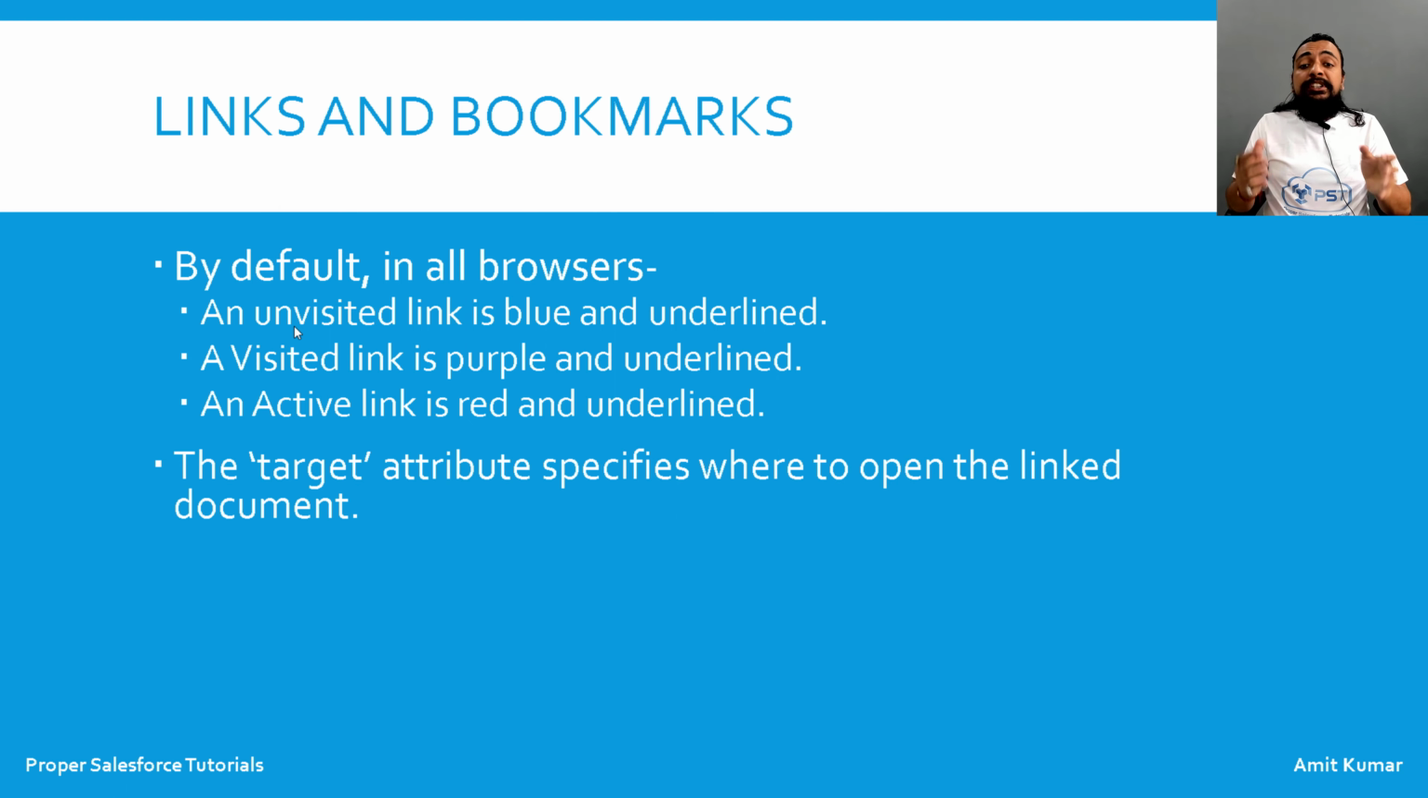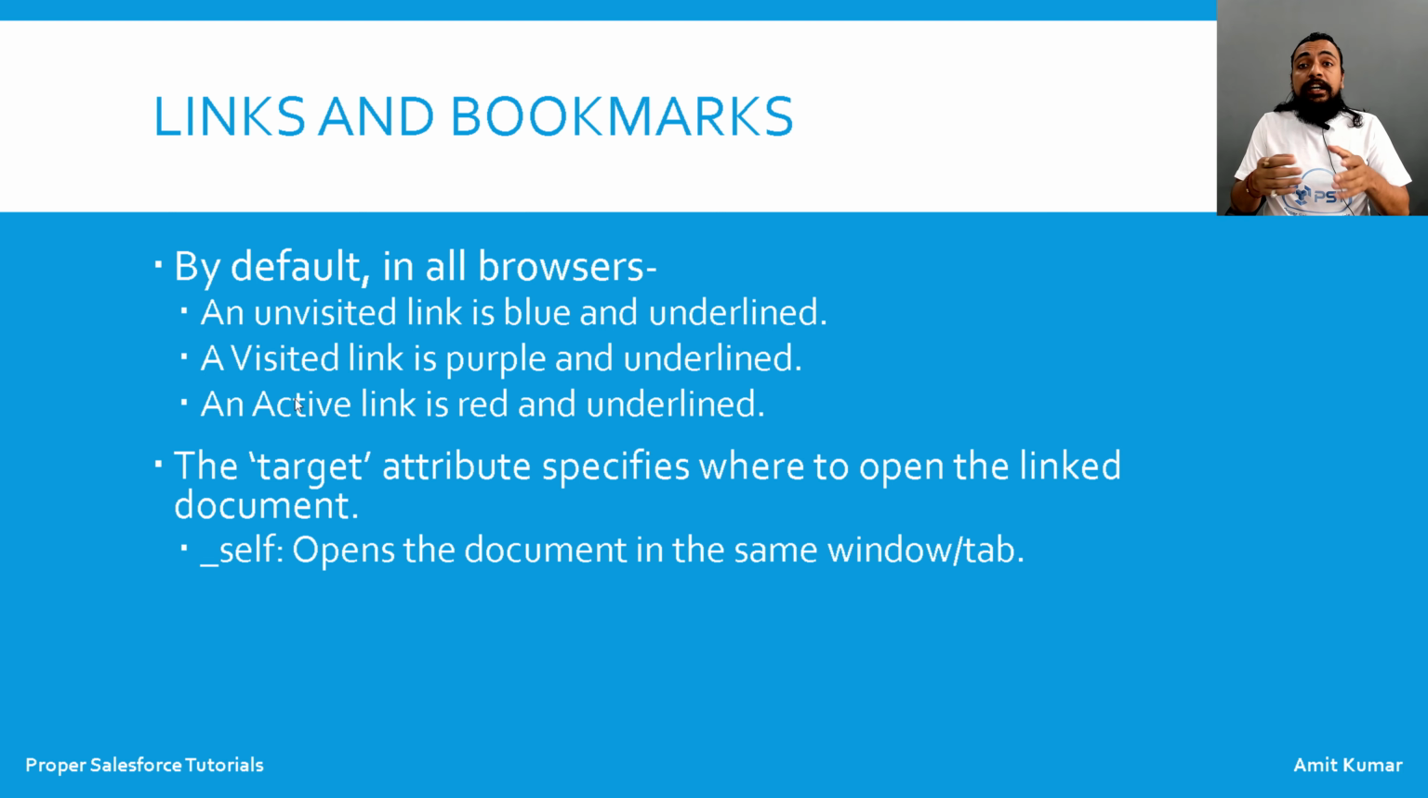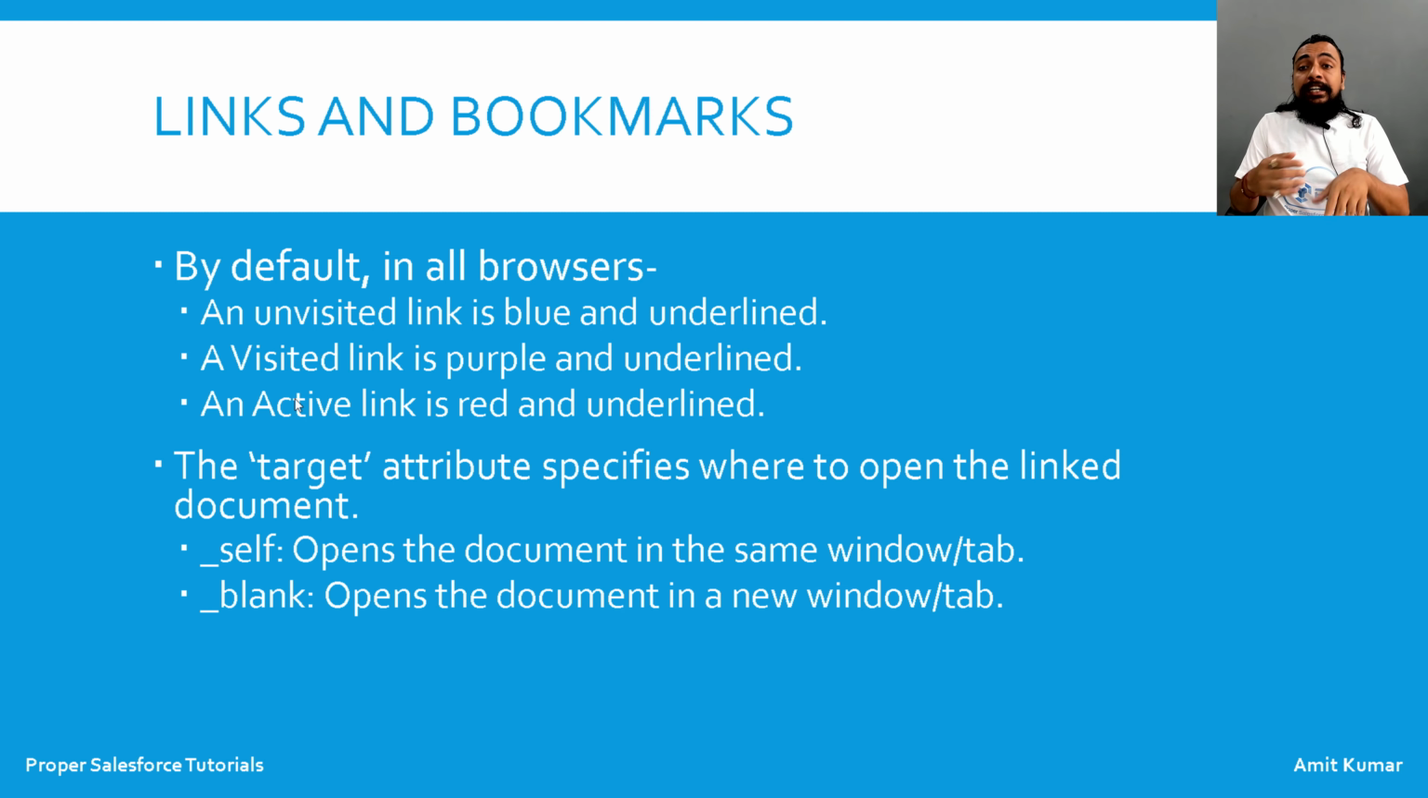The target attribute specifies where to open the linked document. With the help of the href attribute, you specify the destination, but where to open that destination is specified with the help of the target attribute. There are some specific values that we use with the target attribute. For example, _self opens the document in the same tab or the same window. But if you specify _blank, then it opens the document in a new window or a new tab.